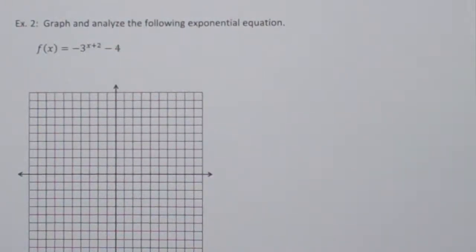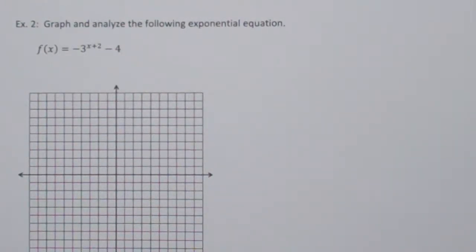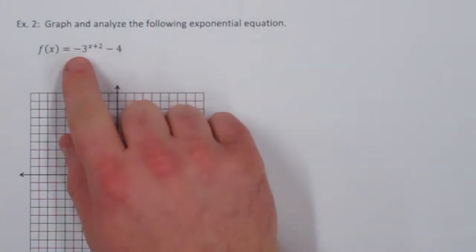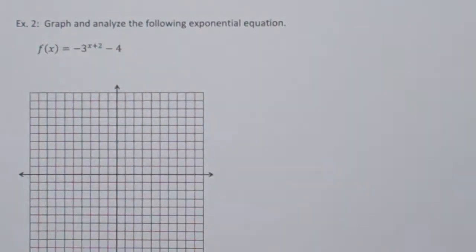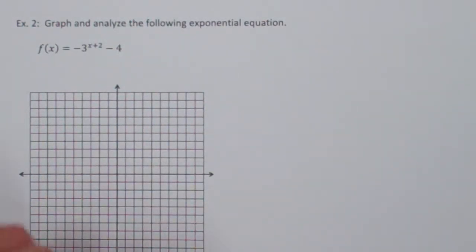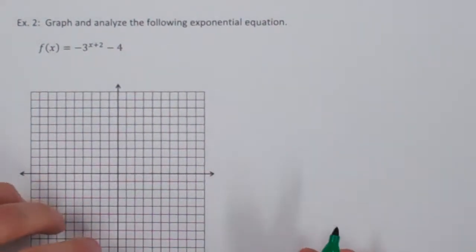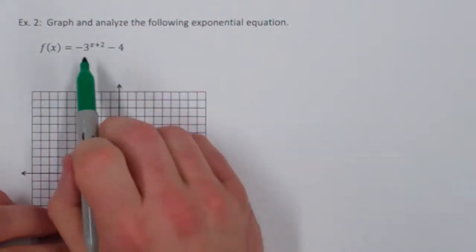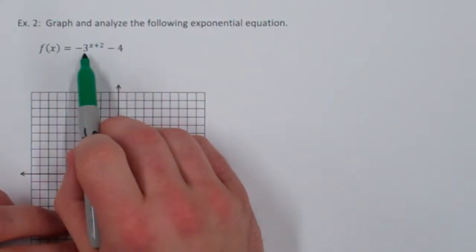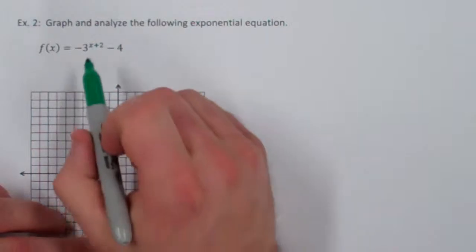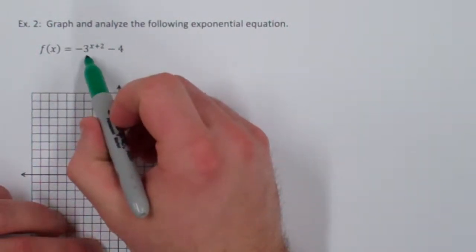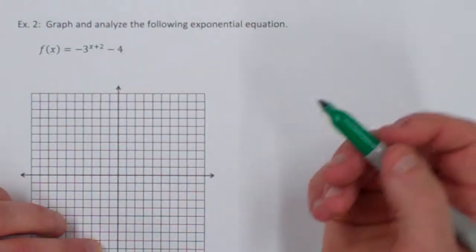For example 2, we need to graph and analyze the following exponential equation. We've got a negative, then a 3 to the x plus 2, and then a minus 4 hanging out on the side. So let's take a look at this and let's see if we can determine what we can expect from this graph. First of all, the graph has a base of 3. So this graph is going to behave like not only an exponential, but it's going to behave like y is equal to 3 to the x, or f of x is equal to 3 to the x.